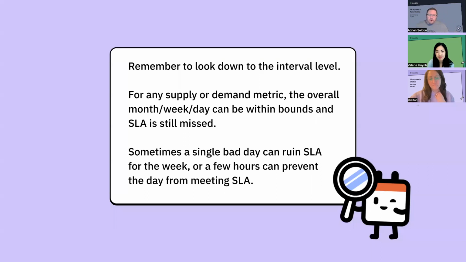And so one last tip here before I open up to some more questions is to look down to the interval level. Don't just look at your weeks, don't just look at your days. For any of those supply and demand metrics, the overall month, week, or day can be within bounds and SLA is still missed. You might look at the day and be like, oh my gosh, our volume came in fine for a Tuesday, our handle time looks fine. But when you break it down to the individual intervals, you might see that we had so many intervals where we are at 0% SLA with the high volume that the rest of the day can't even outweigh it.